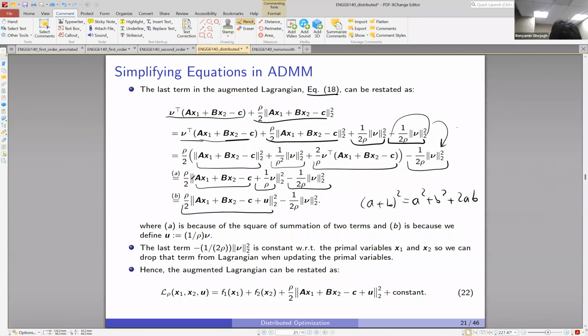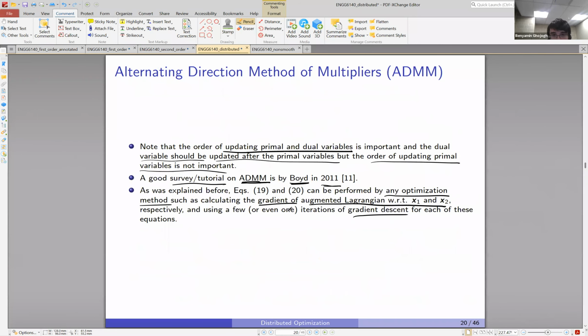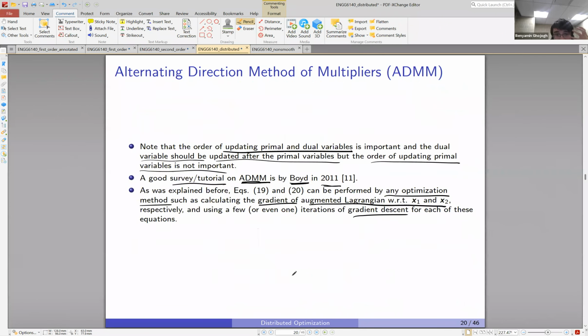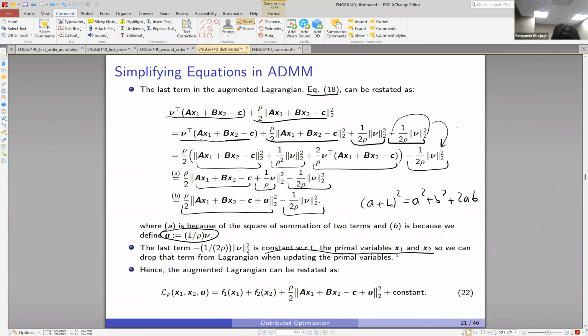Okay, I'm repeating this here again. However, I'm replacing 1 over rho times nu by u. I'm defining a variable named u. And I'm repeating this here. Now the last term is constant with respect to the primal variables x1 and x2. That's an interesting thing. Recall that we are minimizing the augmented Lagrangian with respect to x1 and x2. Therefore, the last term is dropped. We can drop it from the Lagrangian when updating the primal variables. Hence, the augmented Lagrangian can be restated as this.